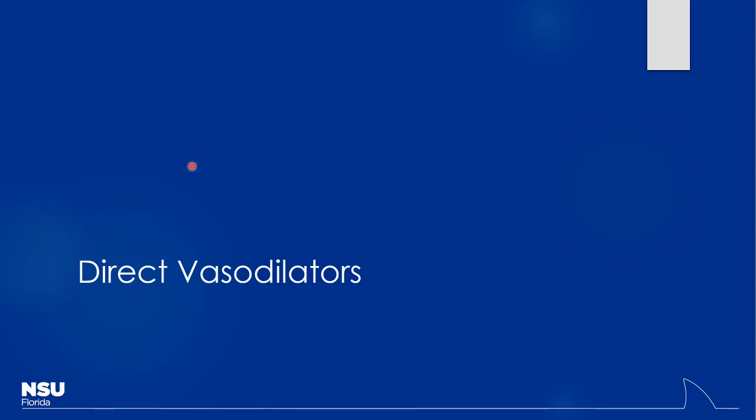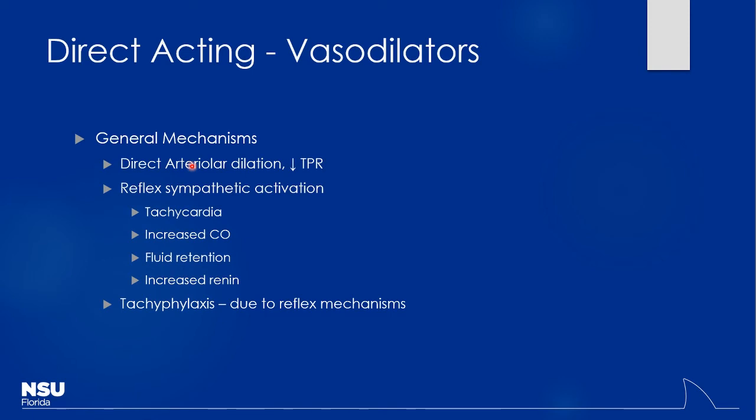Okay, and then getting into our direct vasodilators. So we talked about alpha blockers, which are preventing vasoconstriction. These are actually drugs that go in and directly dilate the vessels themselves. So overall, you're going to find that most of them are going to be focusing on an arteriolar dilation. So you're going to see decreases in TPR.